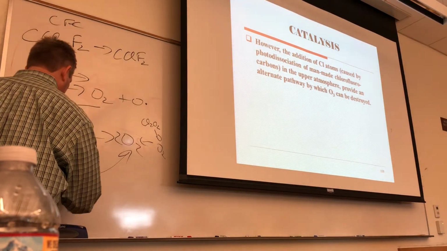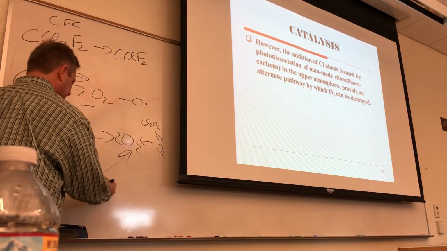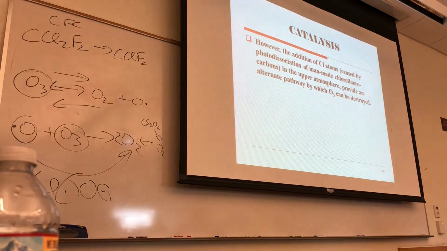You have a Cl and an O. They can't wait to get together because they have these unpaired electrons, which are really, really, really active. They don't like to be in that state.